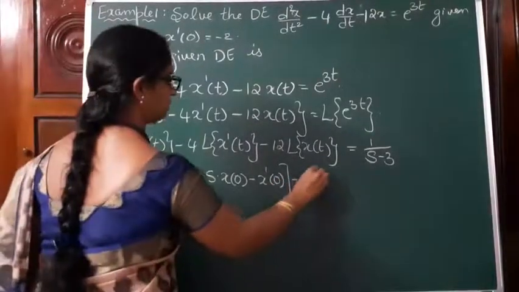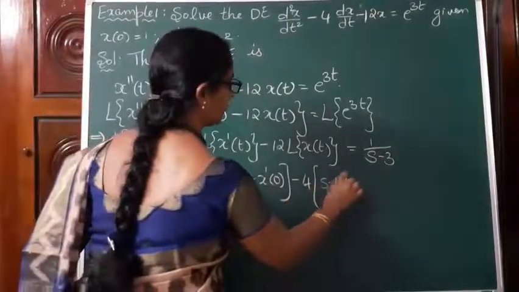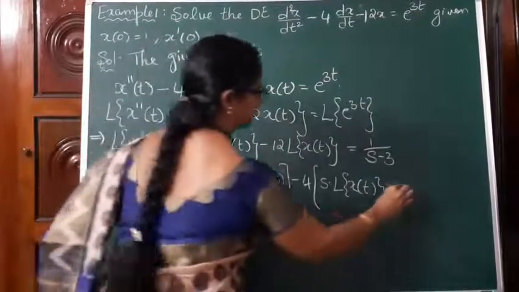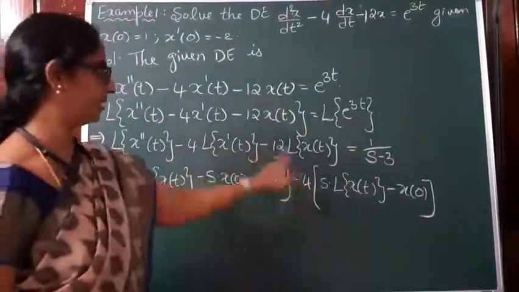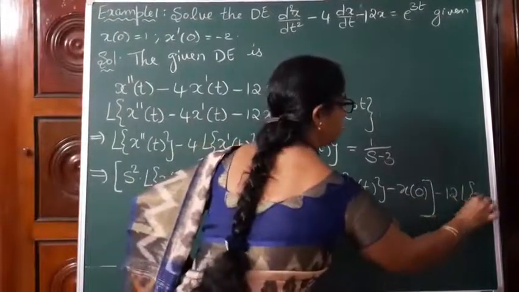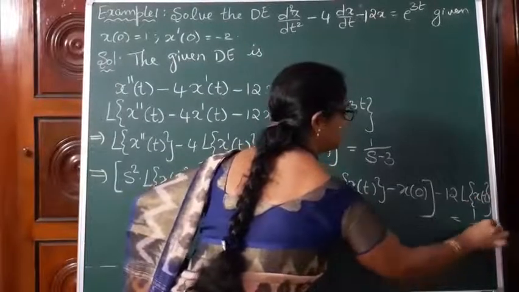Minus 4 into, what is L of x dash of t? It is s into L of x of t minus x of 0. This is L of x dash of t. And what else do you have? Minus 12 into L of x of t is equal to 1 by s minus 3.